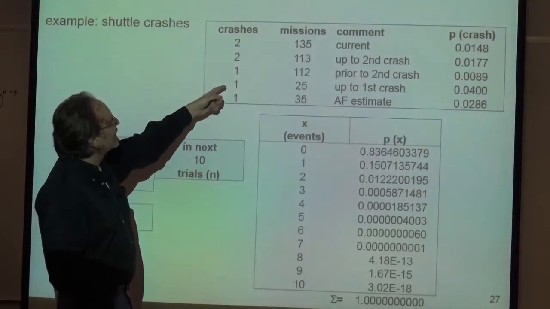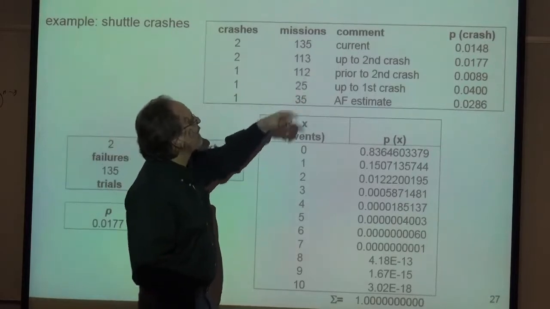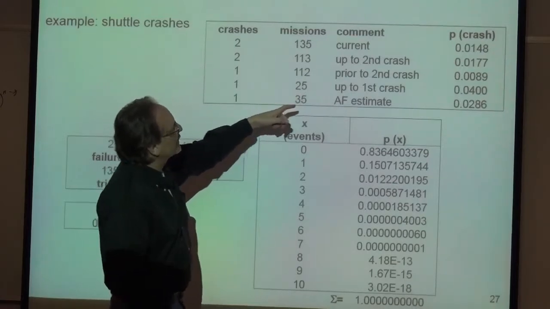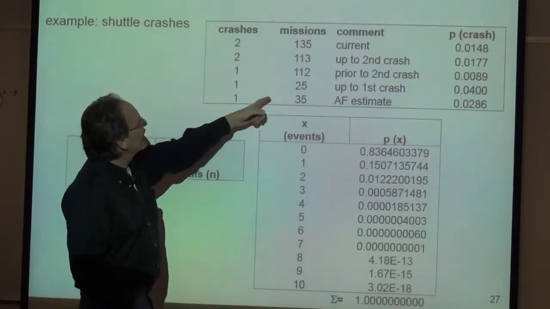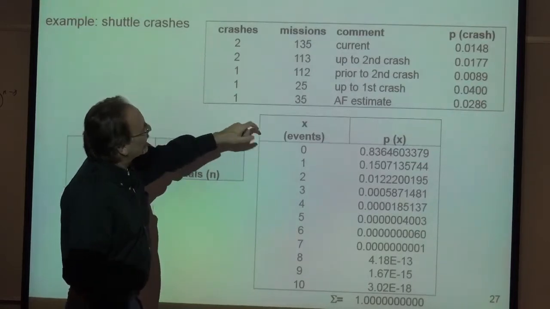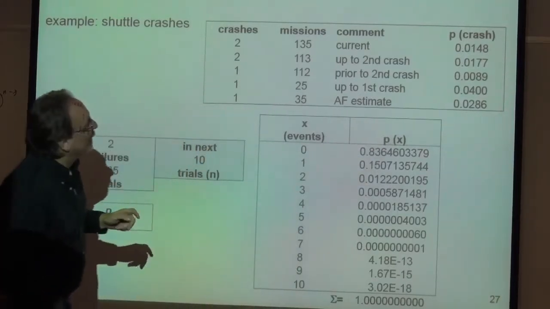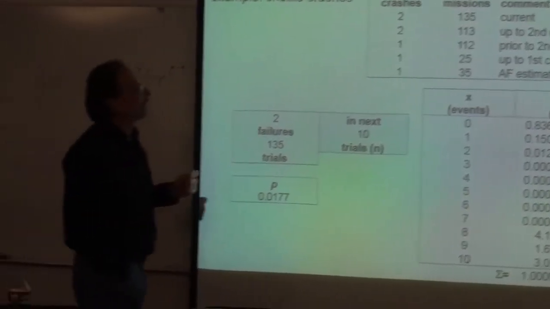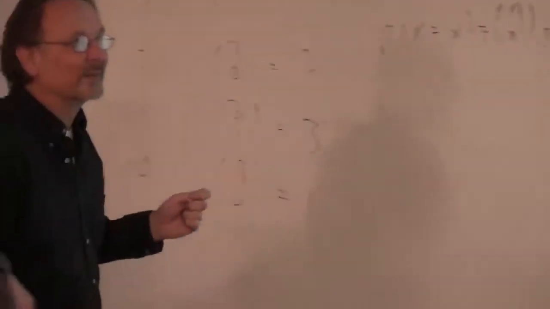Up until the second crash, I was on the, that must be a typo. Oh, prior to the second crash, I'm sorry. Prior to the second crash, it was 1 in 112, and that gives us an even smaller probability, not very conservative there. And up to the first crash, which was on the 25th mission, that's 1 in 25. The Air Force estimate, when they started this, interestingly enough, was 1 in 35. So their estimate was a higher probability of crash than actually occurred throughout the course of the program, which I found very interesting. They thought it was going to be worse than it was when they started.